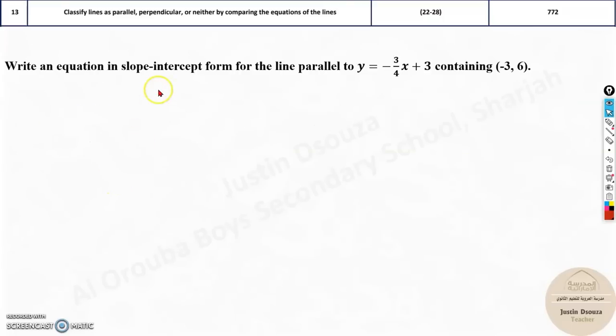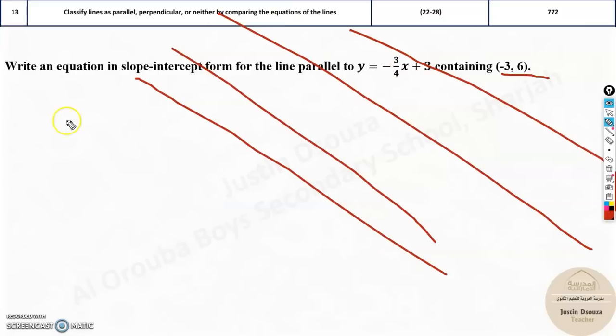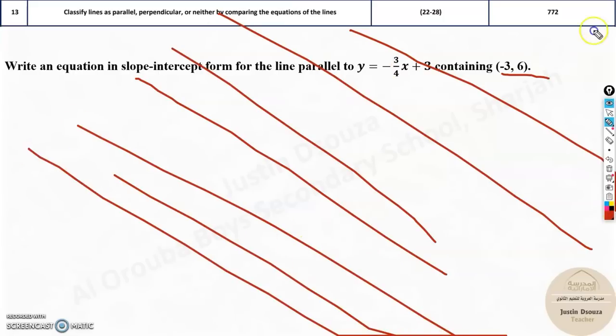Let us see another problem similar to it. Now write an equation in slope intercept form for the line parallel to this particular equation which contains this particular point. Now this slope is -3/4. It will go downwards. Parallel lines to this are every line with the same slope. There can be thousands of lines. It goes until infinity. But there will be only one line which will pass through this point.